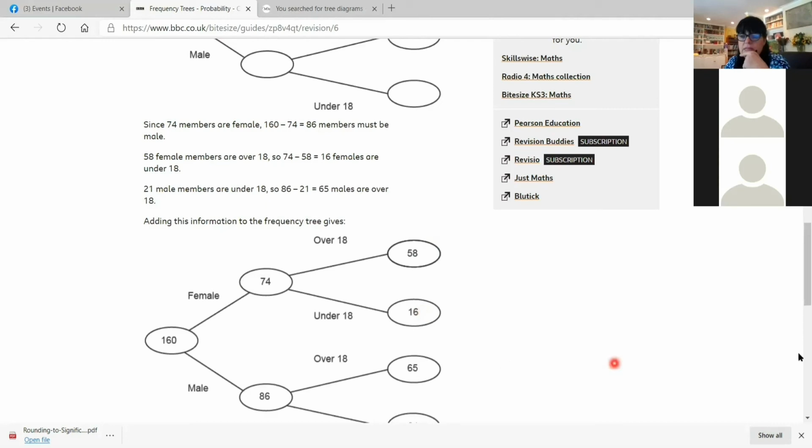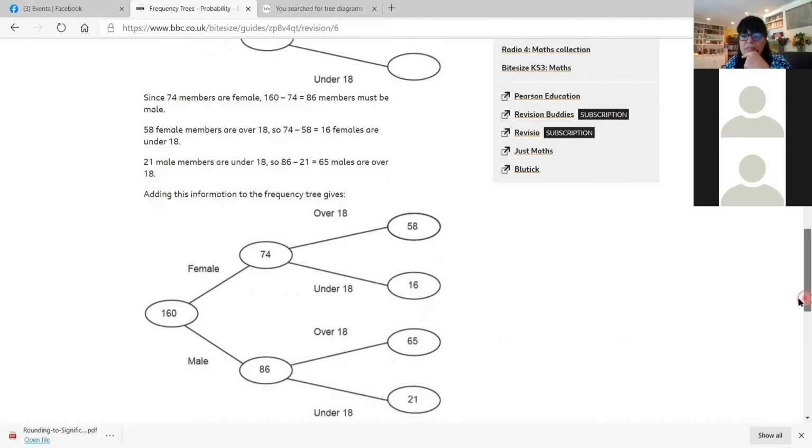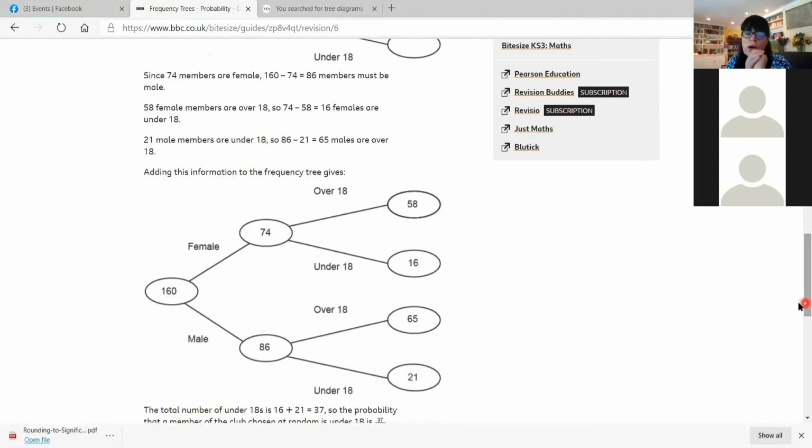What they've done here, they've done it a little bit differently because they haven't said the girls and the boys here, and I understand why. I was being silly. How are you going to have a female that then becomes a male under 18? It won't work. So you couldn't have had females and males here. It had to be over 18, under 18. And then with the males, obviously the numbers will be different. They said with the males, we've worked out that 58 are female, that 65 will be male, and then you've got over 18 or under 18. Does it make sense?